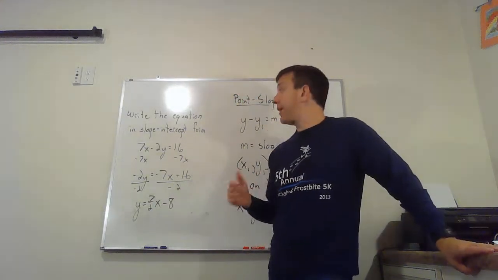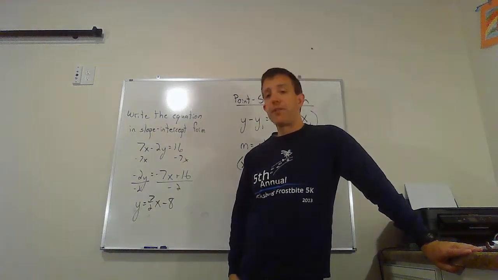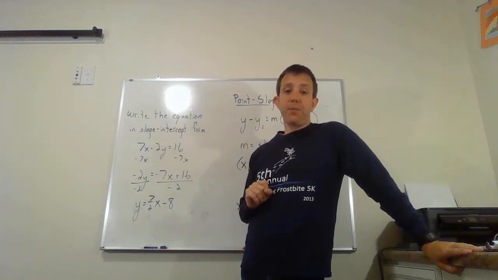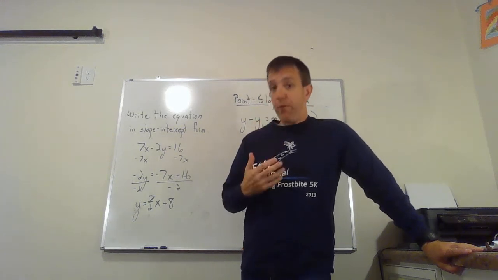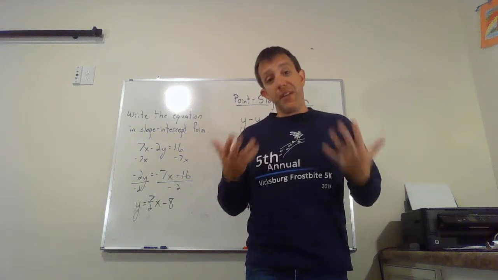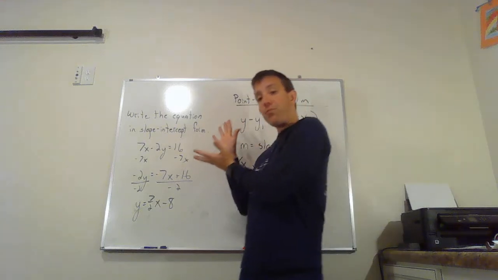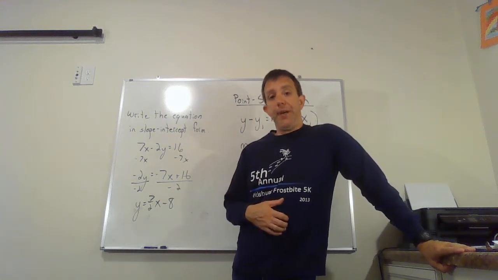Okay, so continuing on, I wanted to do this problem. Write the equation in slope-intercept form. So the equation I'm given is 7x minus 2y is equal to 16. That's not slope-intercept form. Remember, slope-intercept form, the y is by itself. That's really the defining characteristic. We certainly don't have y by itself. So what this problem is really asking us to do is to just rearrange it, solve for y.